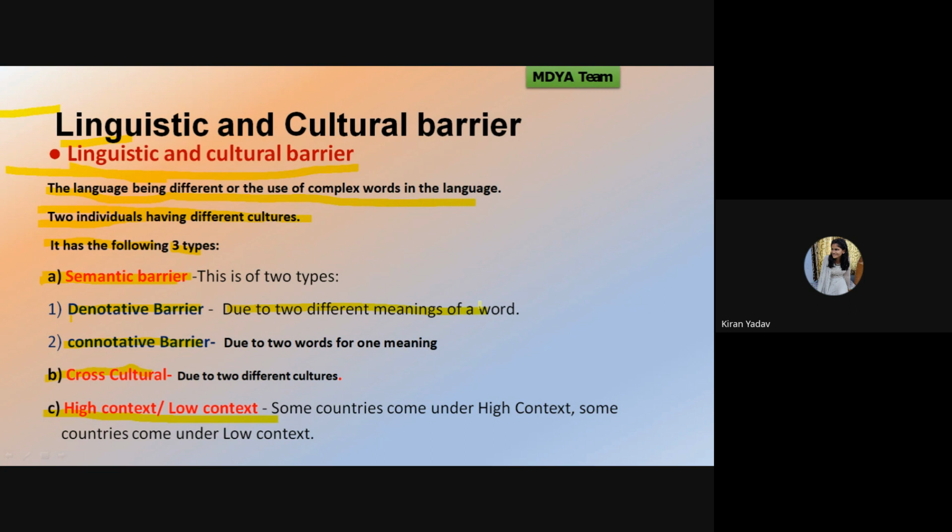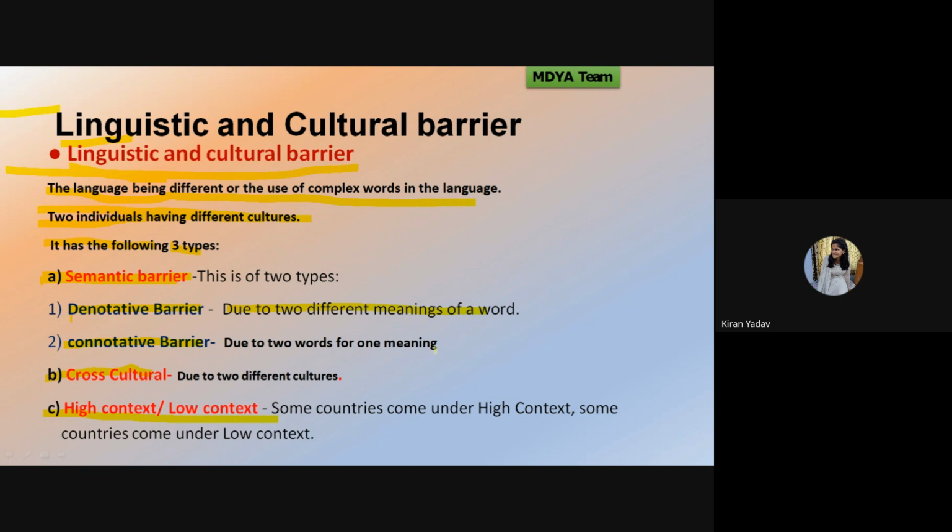Now the word is the same, but it has two different meanings in different parts of India. So this is an example of denotative barrier. And then there is the connotative barrier, due to two words for one meaning.